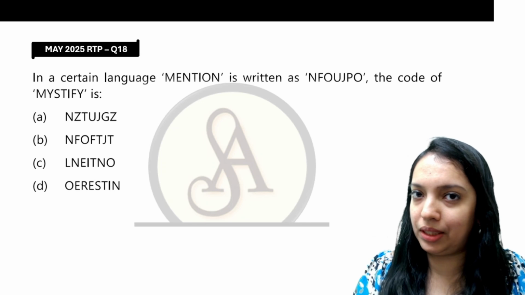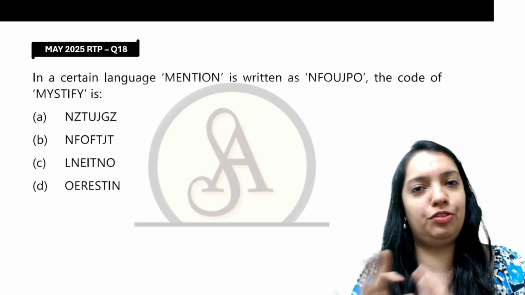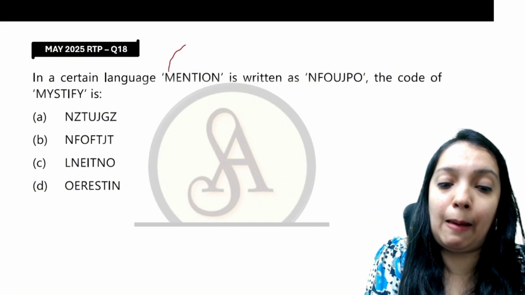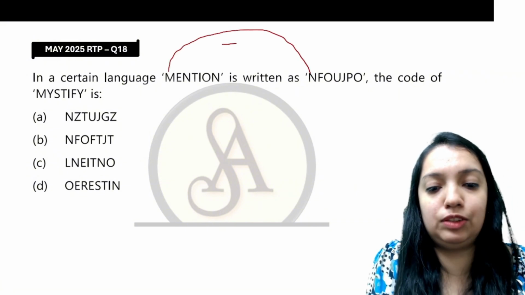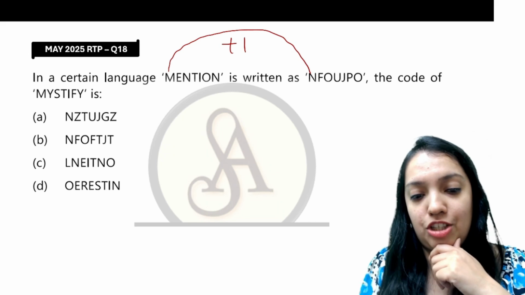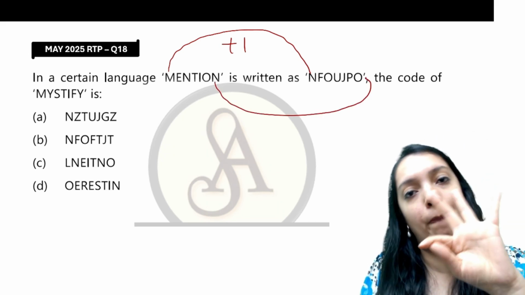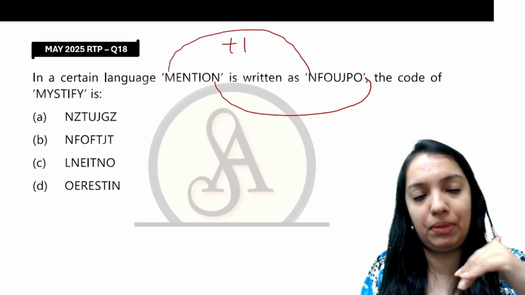Next. Again, this is the question we did in class. It's printed in our material. Direct question from ICI illustration problems. All you have to do is M has become N, plus 1, the next term in the English alphabet. Or N has become O. M, N, O, P. So it is continuing plus 1.